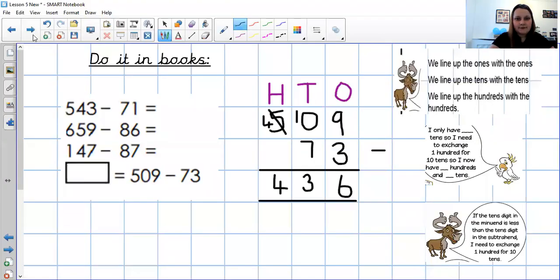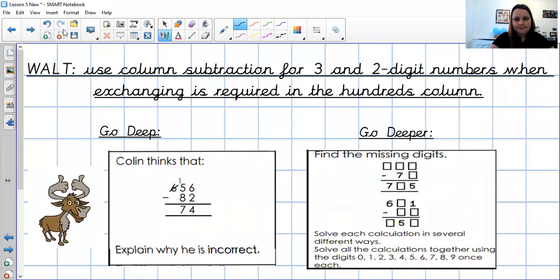Okay, so let's have a look at your task for today. So your WALT is to use column subtraction for 3 and 2-digit numbers when exchanging is required in the hundreds column. So your go deep for today is, again, Colin is incorrect. So you need to work out why Colin's incorrect. What has he done wrong? Okay, can you help him out? Can you help him work out the correct answer?